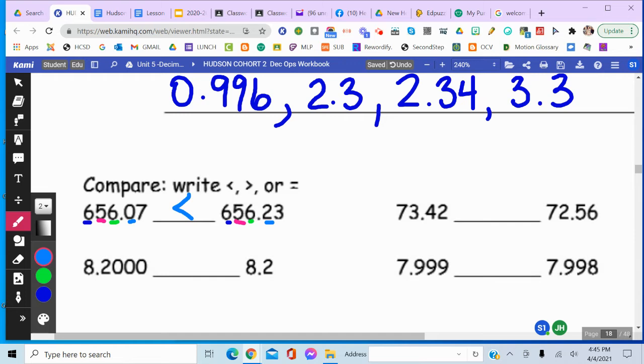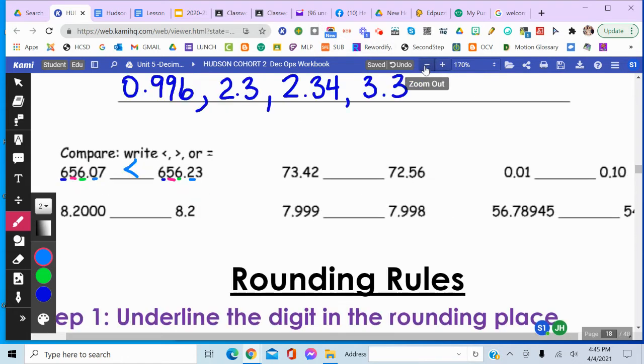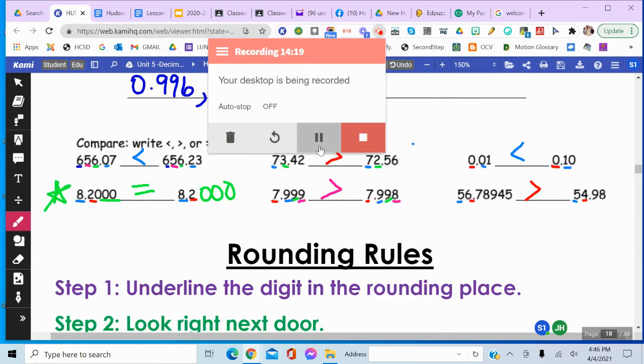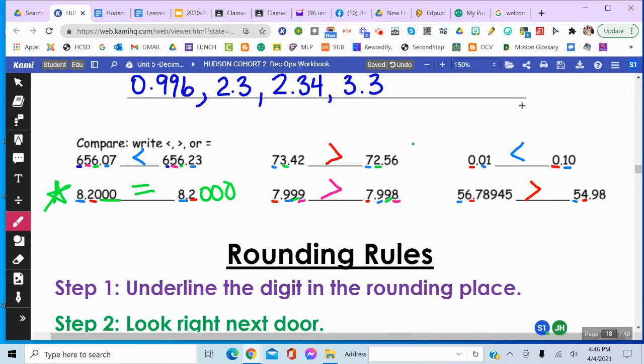All right, so what I want you to do right now is pause and compare the last of these decimals. I want you to look digit by digit by digit and see if it is less than, greater than, or equal. And then once you're finished, unpause the video to see how you did. All right, how did you do? So you should have greater than, less than, equal to, greater than, greater than.